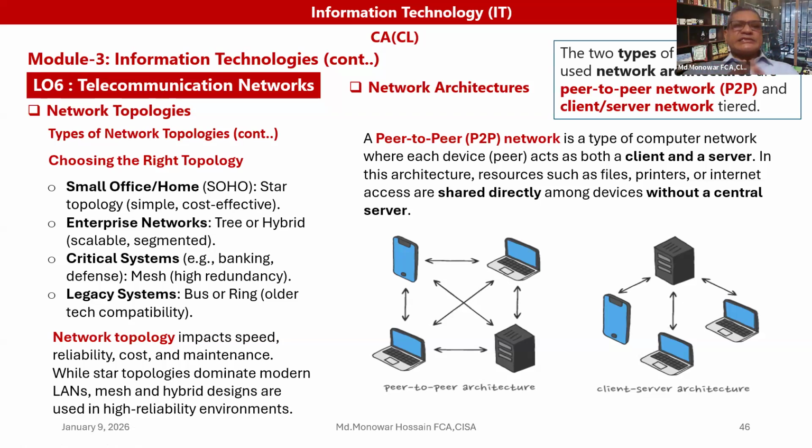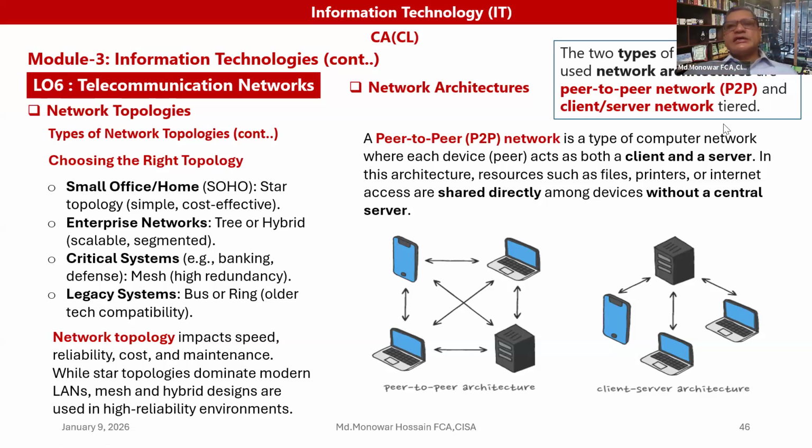And for a legacy system, that means an old system, bus or ring can be chosen, for old compatibility, etc. And network topology choice is basically based on the organization's needs and necessity, cost, reliability, maintenance, etc. So that type of topology we can choose for a specific organization.